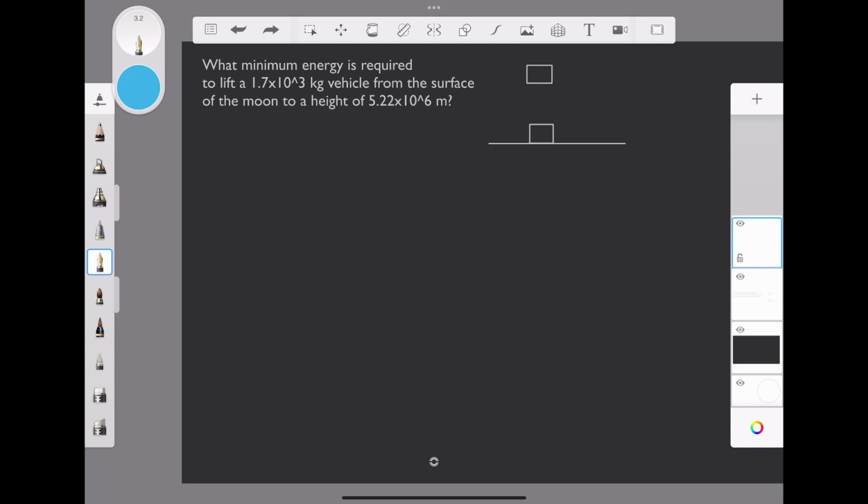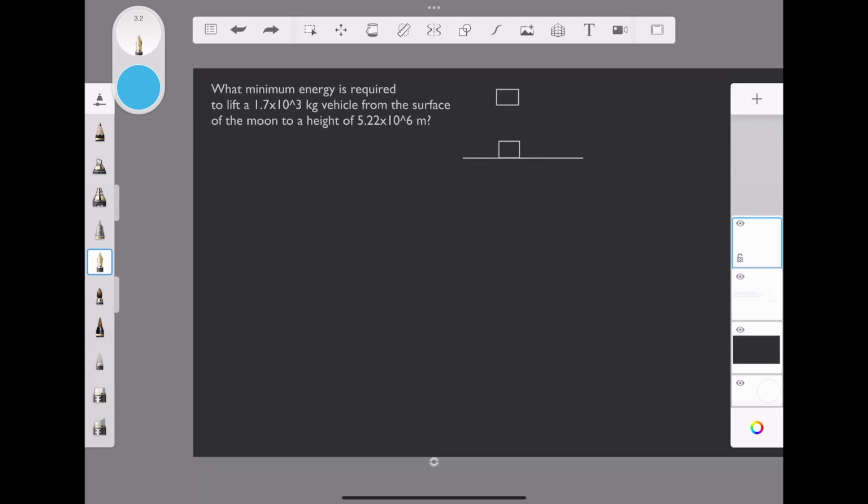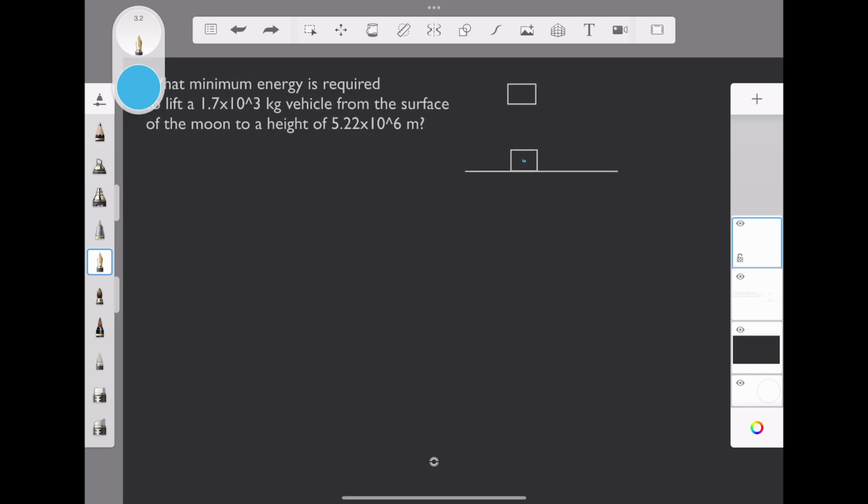So today in this video we are going to be finding the minimum energy required to lift a 1.7 times 10 to the power of 3 kilogram vehicle from the surface of the moon to a height of 5.22 times 10 to the power of 6 meters. As you can see, I've drawn a diagram here, and we're going to be trying to lift the vehicle from this point to this point up here. Now we are told the height, and it's important to remember that the height is only this height, not the height to the center of the moon, which is entirely different.